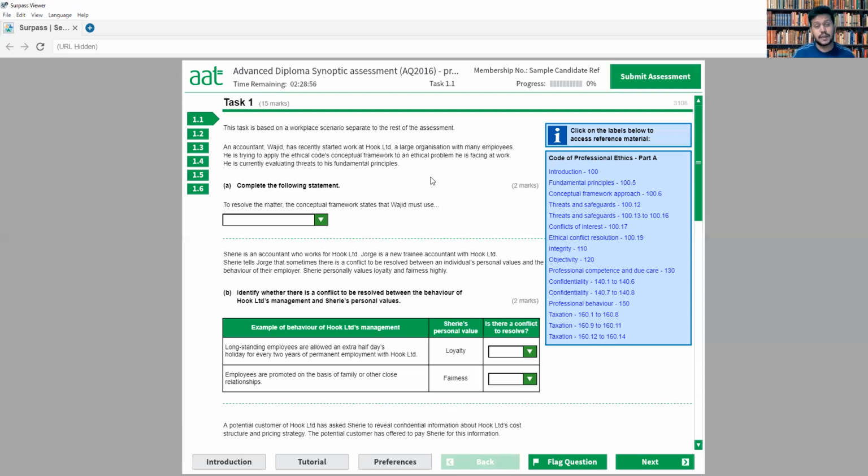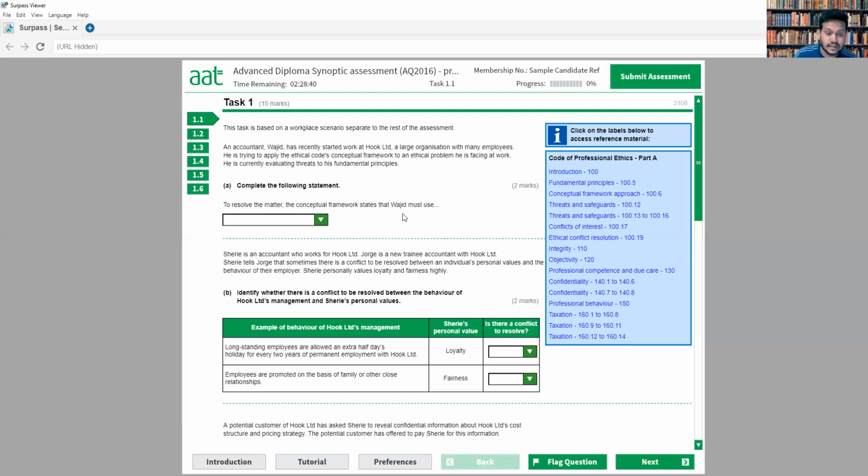If you read your ethics paper, you'll be able to understand all these ethical codes. Let's have a look at what you have here. Complete the following statement: to resolve the matter, the conceptual framework states that he must use.